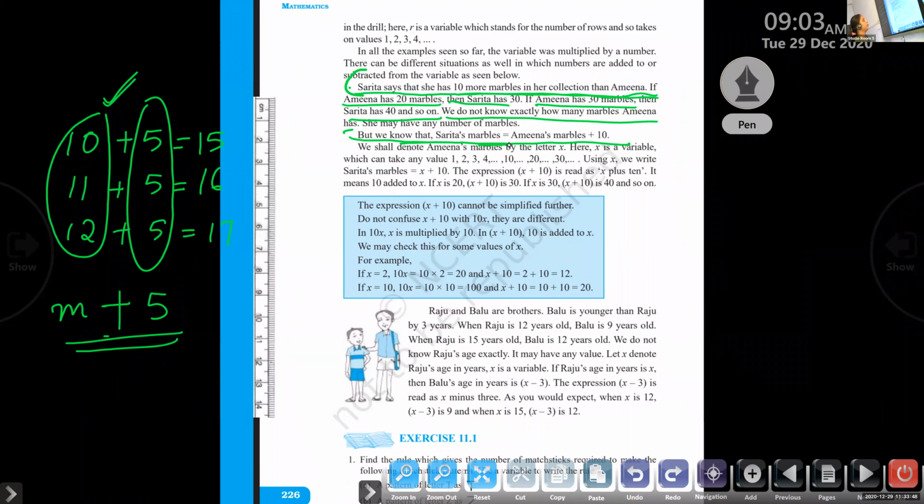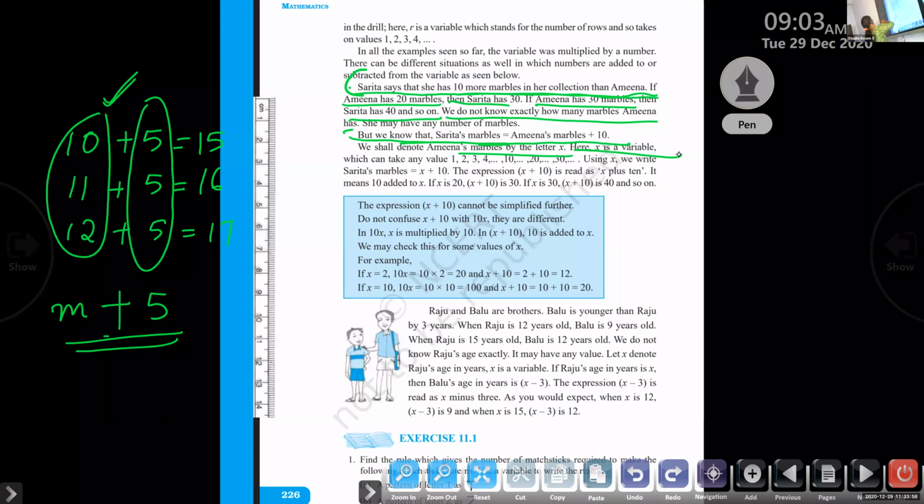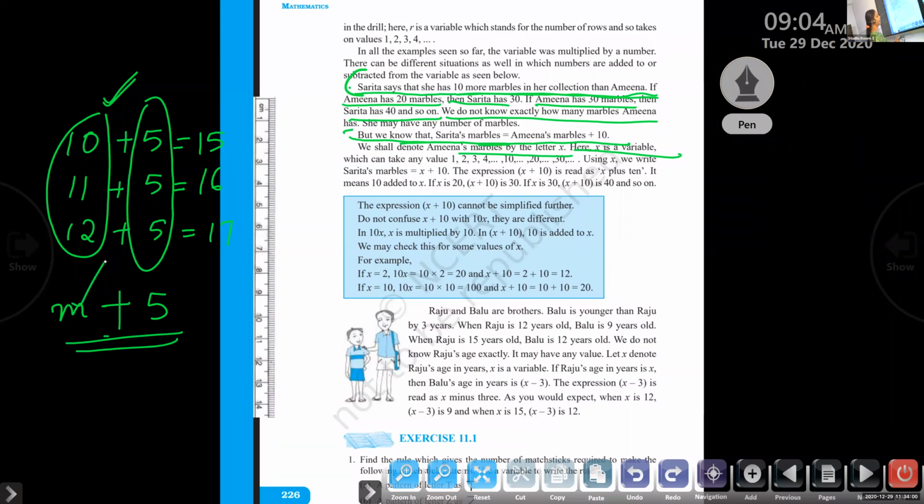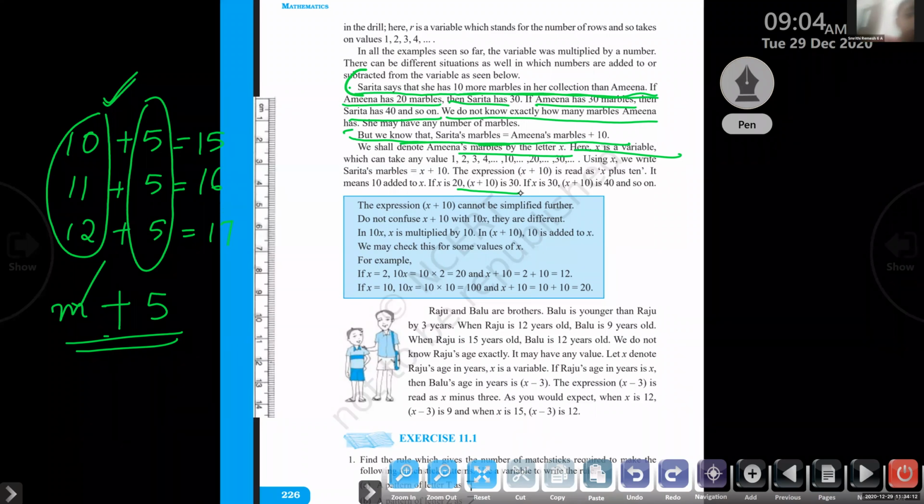So, Amina's marbles, we write the letter as x. Ma'am, x is a variable. Or we take m. So that is x plus 10. So what is our equation? x plus 10.